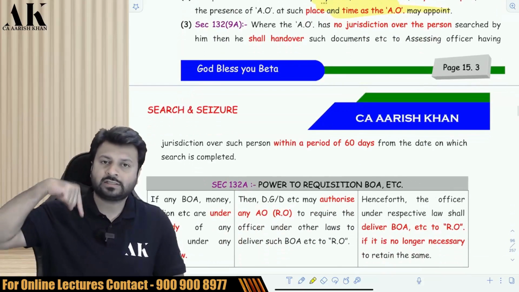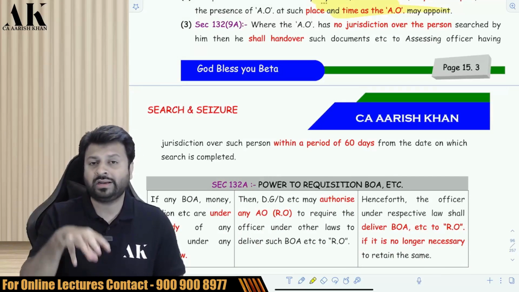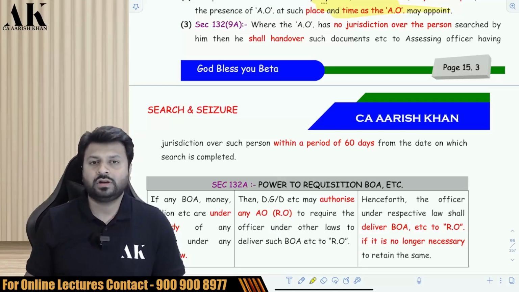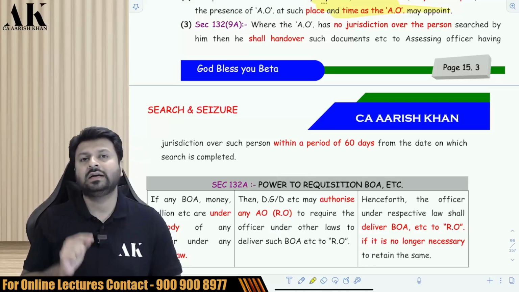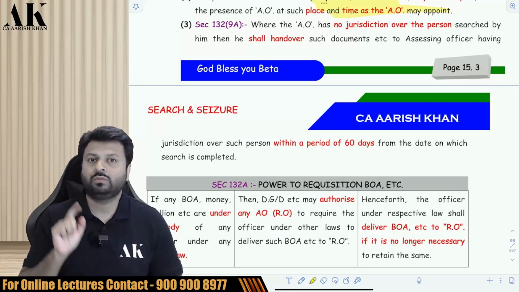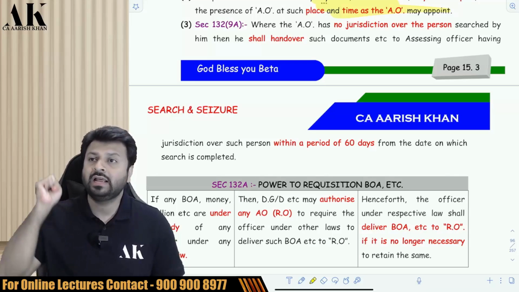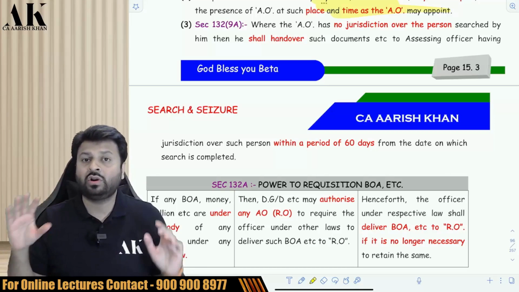Next. Suppose there is a search in my home or in my office, and in my office there is some bullion, jewelry, valuable article found in my friend's name. So the department asked me, whose bullion is it? Whose jewelry is it? Whose valuable article is it? I said it is not mine, it is my friend's. So what is my assessing officer going to do? My assessing officer will hand over all those things to the relevant assessing officer of my friend within 60 days. That is the role of my assessing officer.